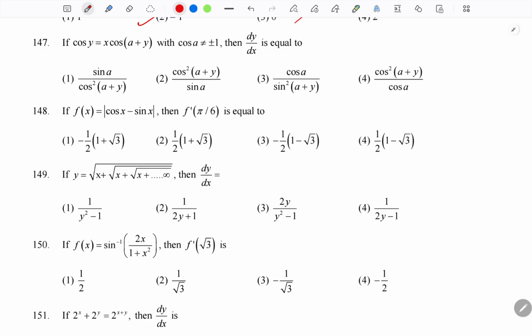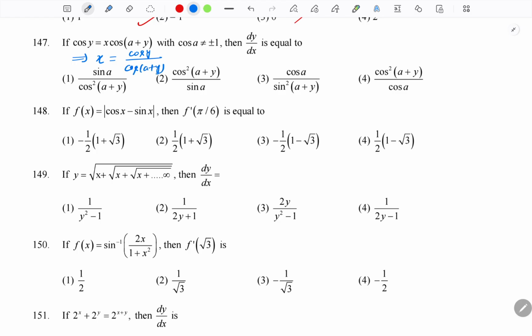First from this one, take the x coefficient outside, write it on one side, and then differentiate. They're asking with respect to x. First you differentiate with respect to y, then take the reciprocal. That is our target. Now if I take x outside to one side, that side is cos y by cos of a plus y, right?